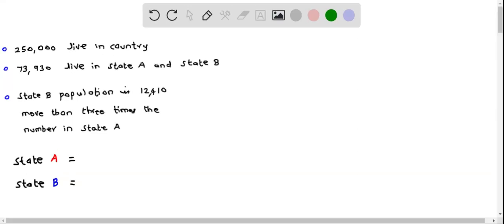In this question, we determine the number of people who live in state A and the number of people that live in state B using this given information. So first, I'm going to let X represent the number of people living in state A, and let Y represent the number of people who live in state B. Therefore, we can represent the statement that 73,930 people live in state A and state B in mathematical equivalent as X plus Y equals 73,930.